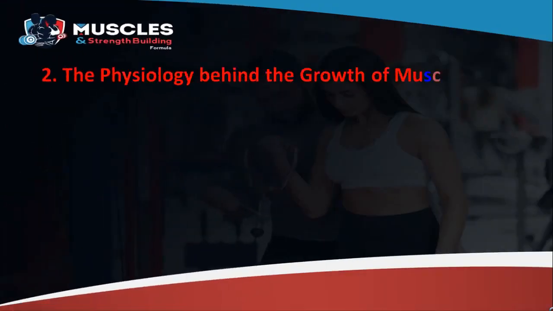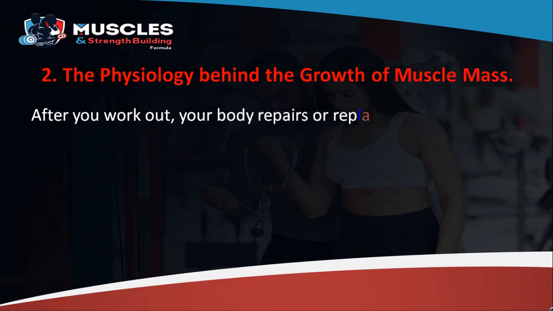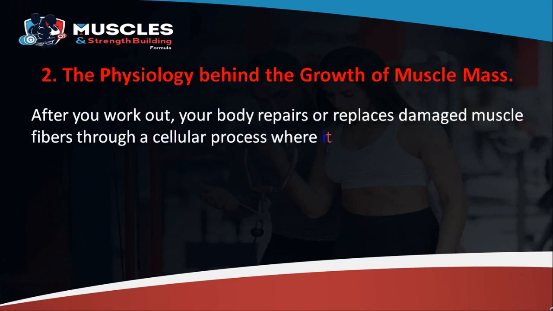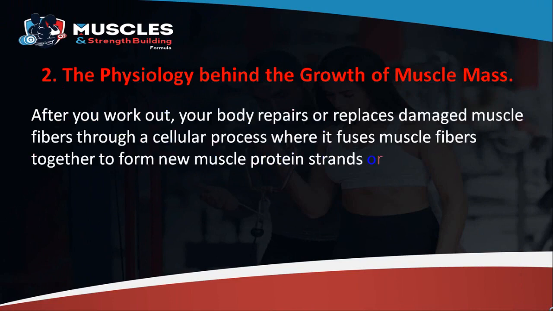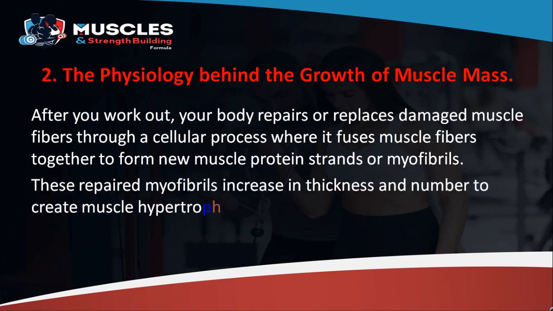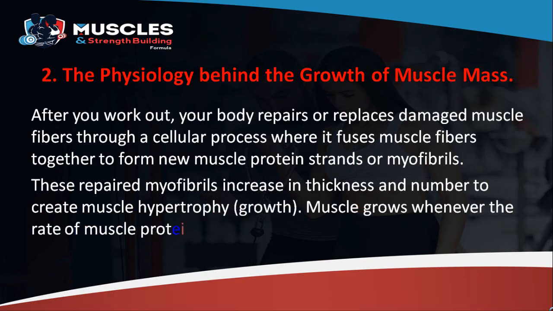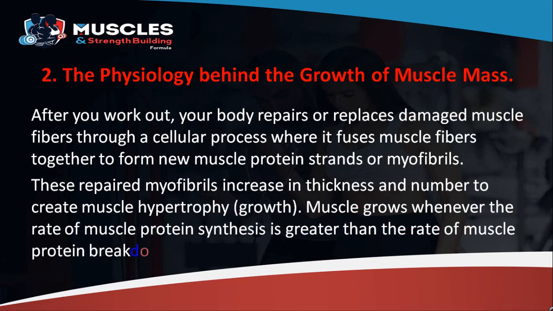Number 2, the physiology behind the growth of muscle mass. After you work out, your body repairs or replaces damaged muscle fibers through a cellular process where it fuses muscle fibers together to form new muscle protein strands, or myofibrils. These repaired myofibrils increase in thickness and number to create muscle hypertrophy, growth. Muscles grow whenever the rate of the muscle protein synthesis is greater than the rate of muscle protein breakdown.